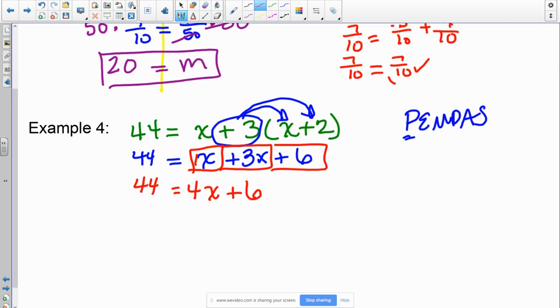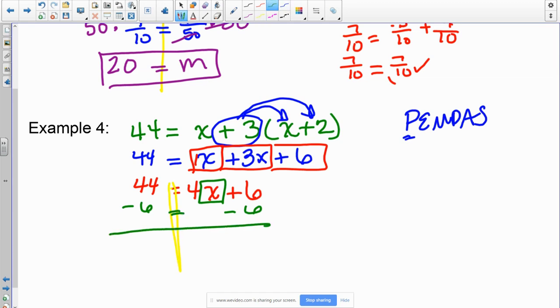I'm going to pull down my 44, and I'm going to go to work here. I need x by itself, so I'm going to think of that inverse, that reverse operation. Since this is adding 6, the inverse would be subtracting 6 from both sides. I'll put my line down here.